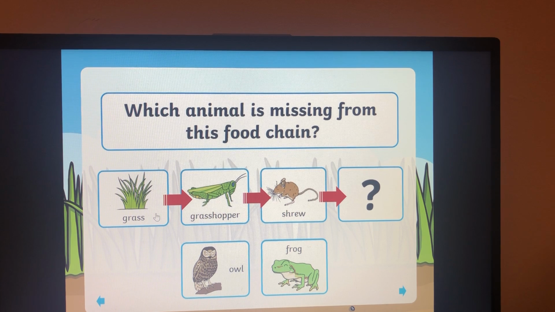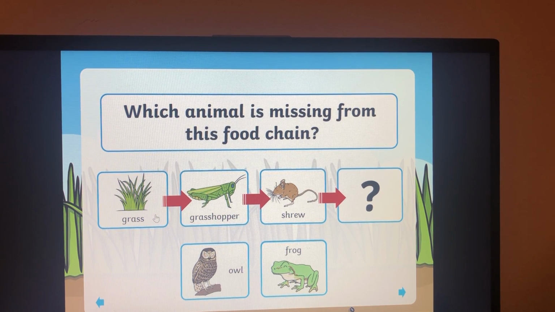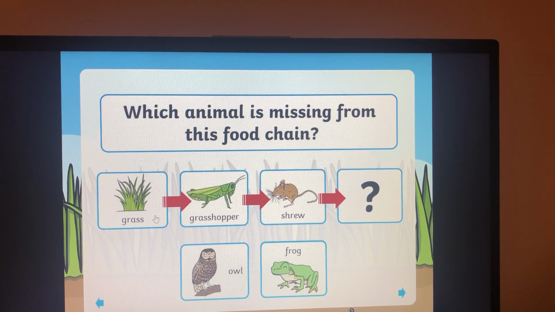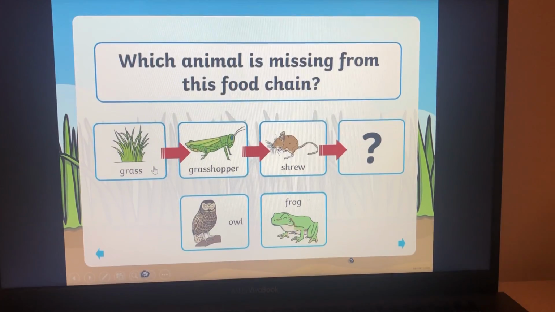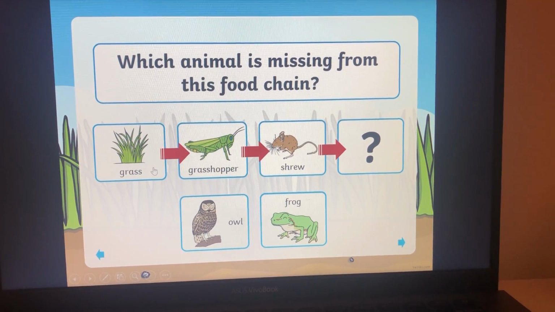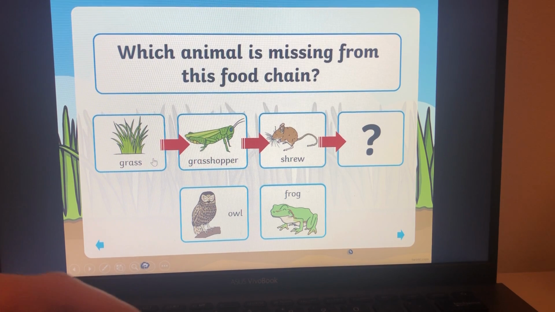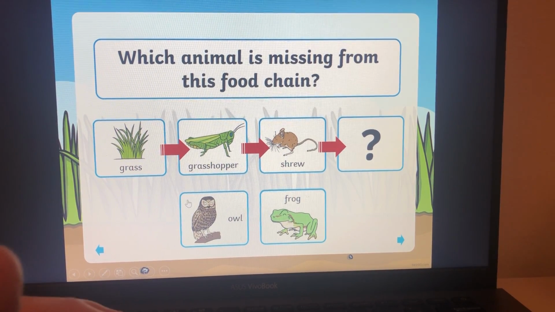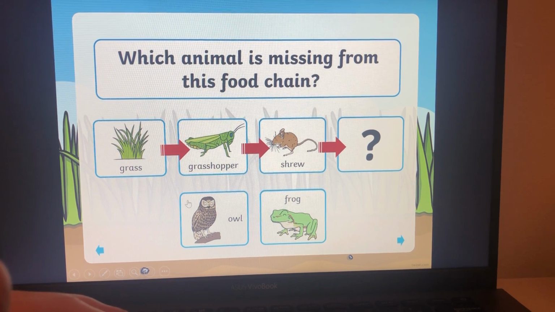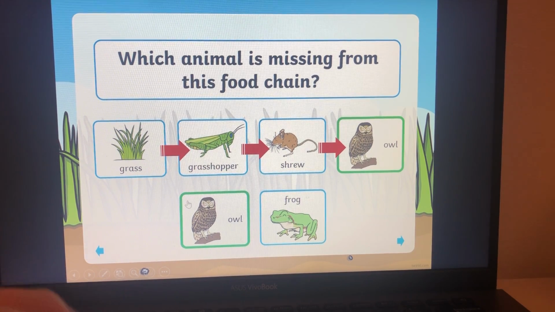I'd like you to have a look at that food chain there. In that food chain we've got grass, grasshopper, shrew, then we've got an animal missing from that food chain. Do you think the animal that's missing from that food chain is an owl or a frog? Which do you think would eat the shrew? Would it be the owl or the fox? Write down your answer, please. And the correct answer to that question is the owl.